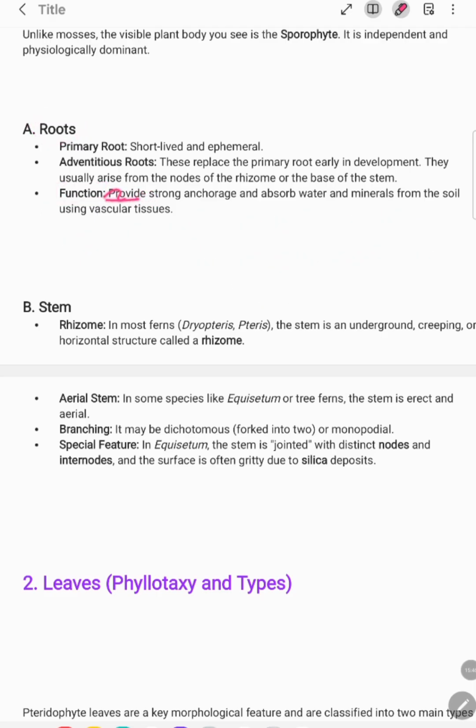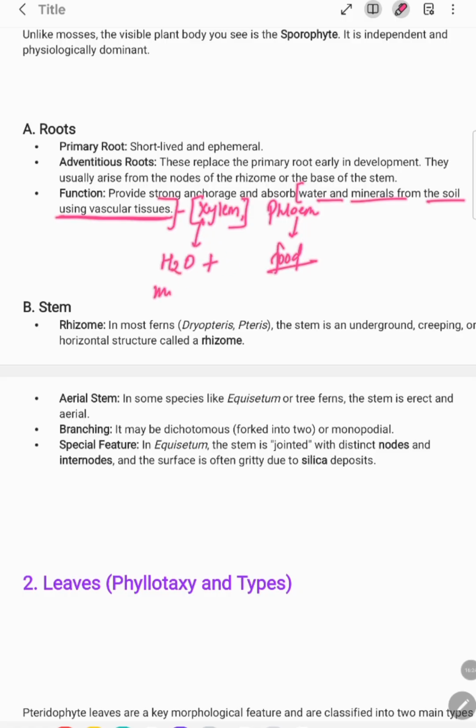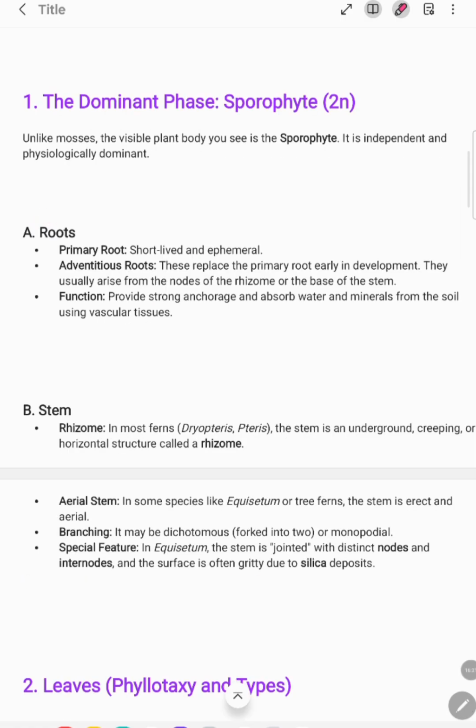Let's understand what we have written here. Function: it provides strong anchorage. As we have discussed, anchorage means attachment. And it absorbs water and minerals from the soil using vascular tissues, which are xylem along with phloem. The phloem is responsible for the transport of food, and the xylem is responsible for the transport of water and minerals. That is about the roots that we have studied.